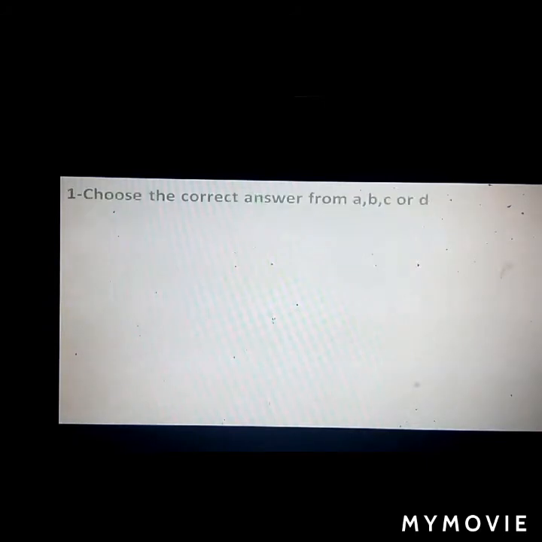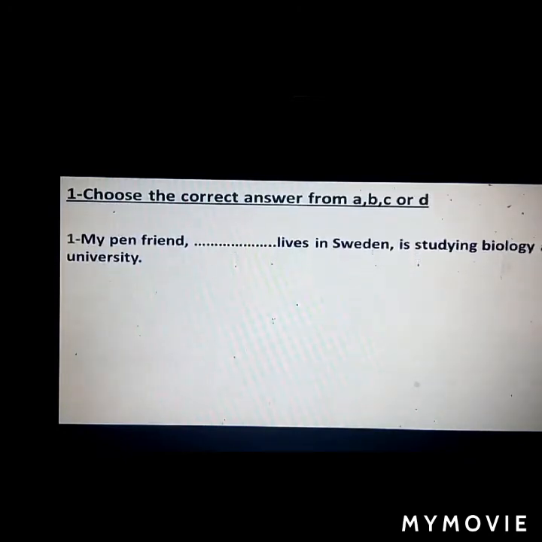هندخل بقى في الاكسرسايزز to check understanding. خلي بالنا مع بعض. Choose the correct answer from A, B, C or D. My pen friend ___ lives in Sweden. She is studying biology at university. Which one is the correct answer? Who, because I have my pen friend صديق المراسلة عاقل استخدم معاها who.